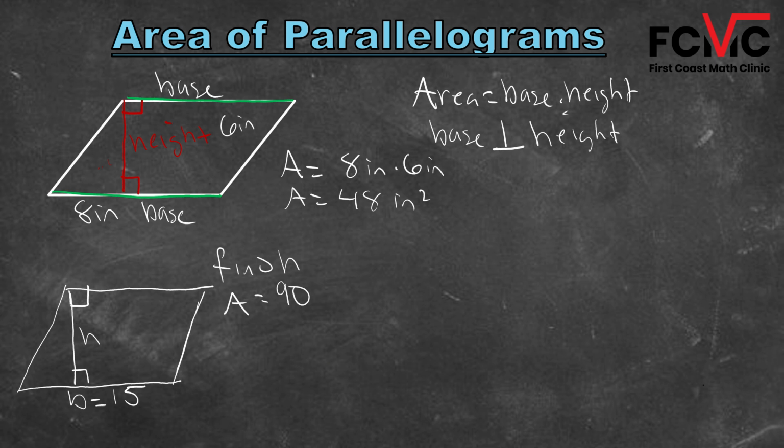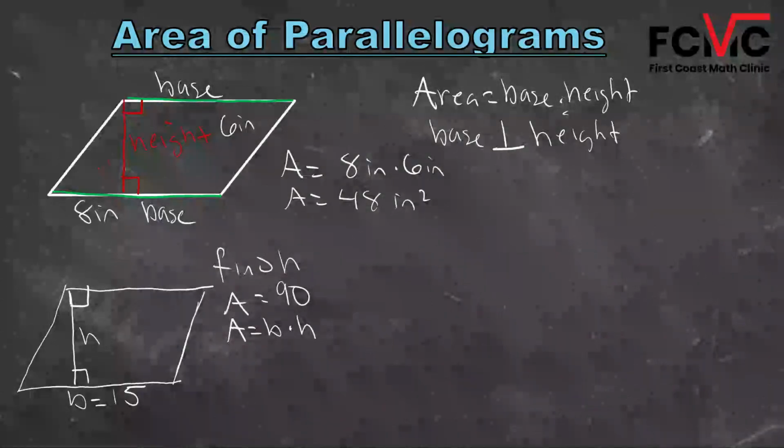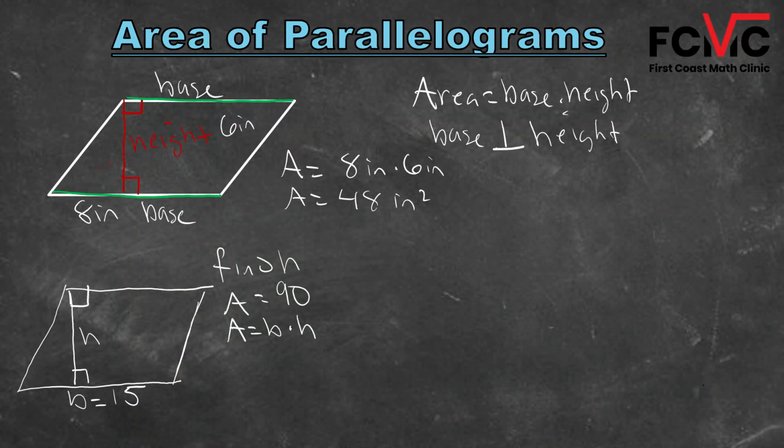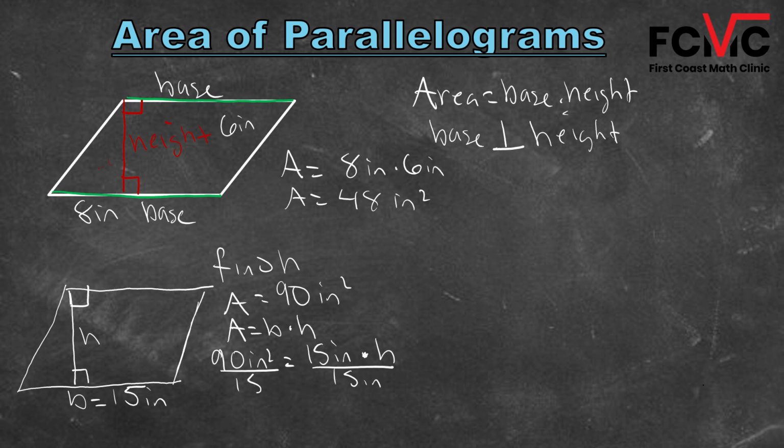Well, we know our area formula is base times height. Area is 90, and let's put some labels on this too. So area will be 90 inches squared, and then inches. So we'll have 90 inches squared equals 15 inches times h. Let's divide by 15 inches, and the inches cancel out. We're going to get 6 inches as our height here.